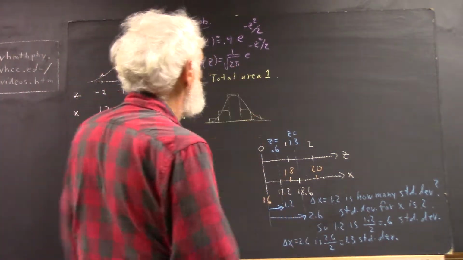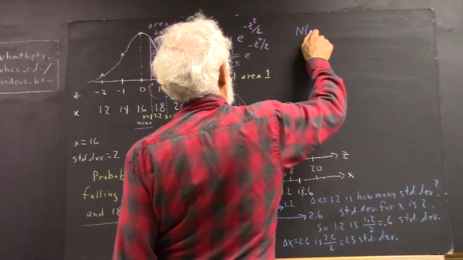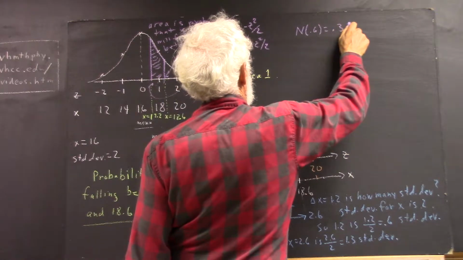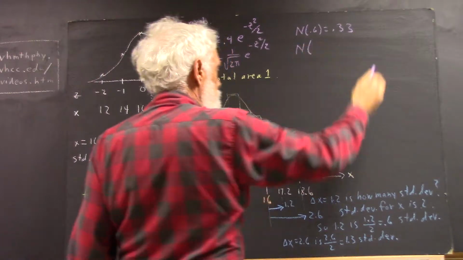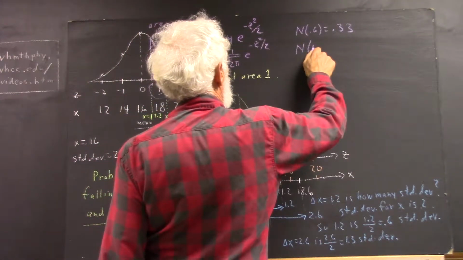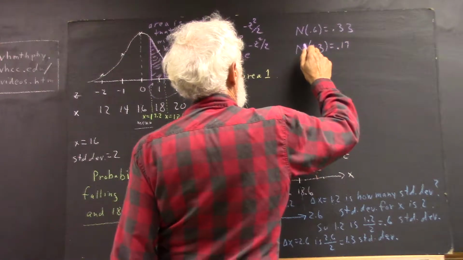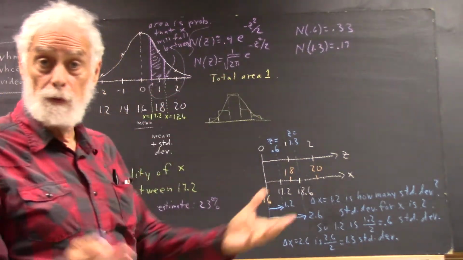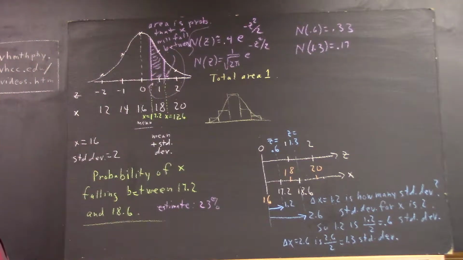Okay, now, use a calculator. Or you can use Excel if you enter this function in. I think these are the correct numbers. That 0.33 might actually be a 0.34. So I'll leave it to you to check that out.